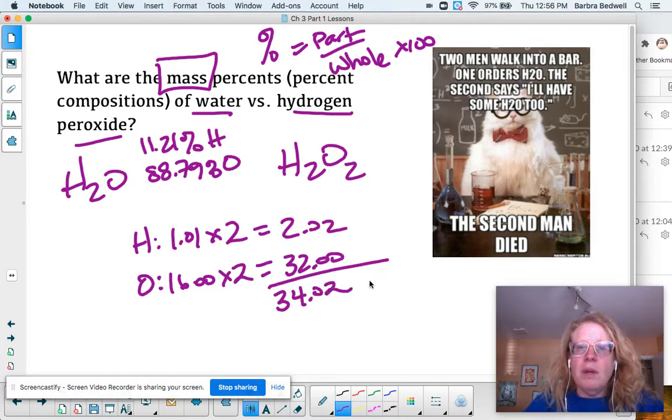Our combined mass now is 34.02. So again, to do our percent composition, we would do the mass percent of hydrogen, and then we would also do the mass percent of oxygen. So the mass percent of hydrogen is the part that's hydrogen divided by the whole mass.